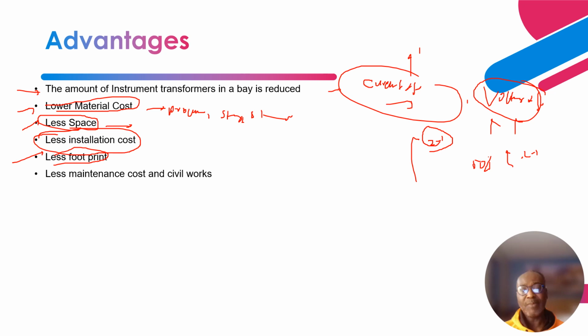Next is less footprint, and that also ties into space, right? Think about the space that this occupies, and the space that this occupies. You are achieving about 50% reduction in footprint.